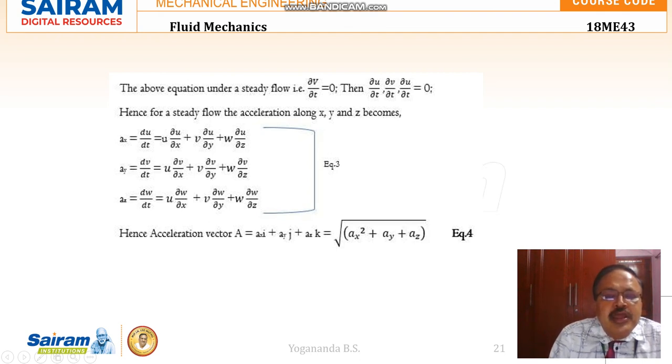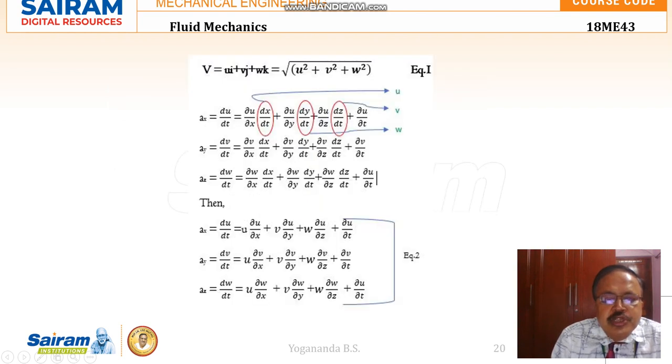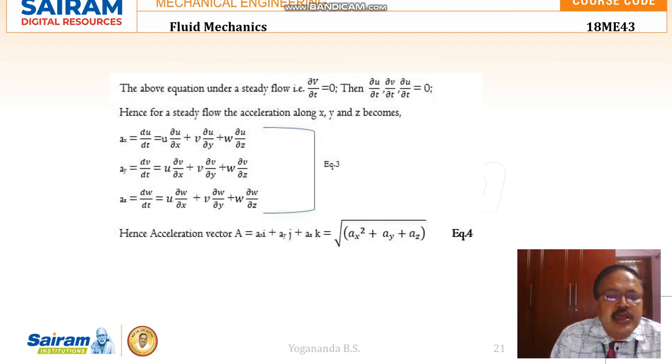Substituting this in equation 2, we get the simplified versions of ax, ay and az, a set of three equations, equation 3. The acceleration vector A is equal to axi plus ayj plus azk, that is, the square root of ax square plus ay square plus az square, equation 4. Thank you.